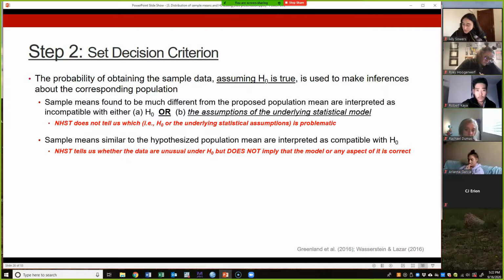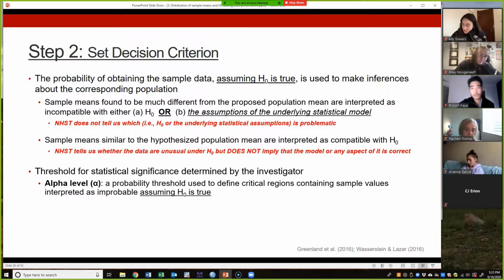Okay. So our null hypothesis test tells us whether our data are unusual, but it doesn't tell us anything about whether the model or any aspect of the model is correct. That's something that I have to go through and think about and evaluate on my own. Okay. So what we determine as unusual or usual, that threshold, is determined by my alpha level. This is where we define our critical regions, assuming this is the distribution that we should see. How far out do we need to get before we start to say that these data are not consistent with our null model? Okay. So again, our alpha level is going to give us the probability of obtaining data that are probable and improbable, assuming that the null hypothesis is correct.